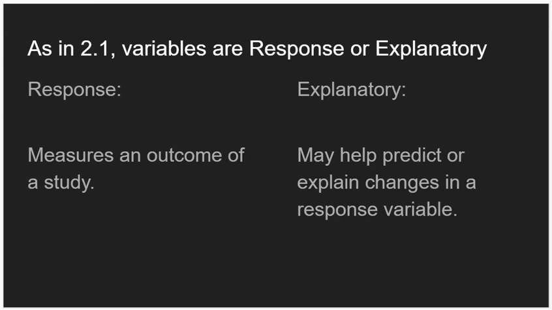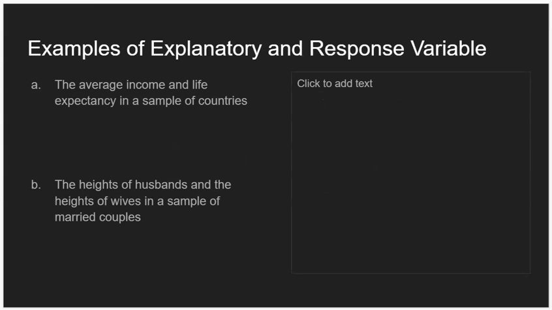So let's go ahead and practice with quantitative here. The examples of explanatory and response variable, please identify the explanatory variable in the two examples. I'll do the first one and I'll let you do the second one via Edpuzzle. In the first problem, problem A, I've got average income and life expectancy in a sample of countries. So when I take a look at this problem here, there are two variables.